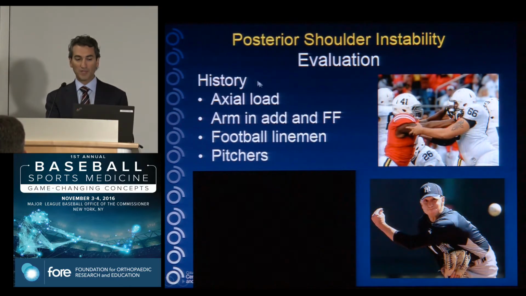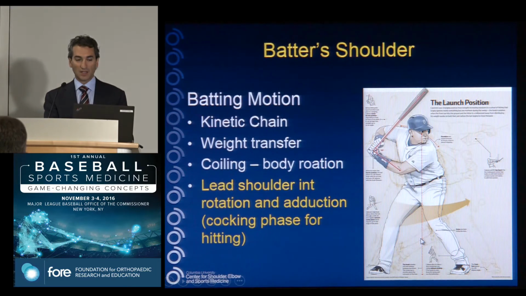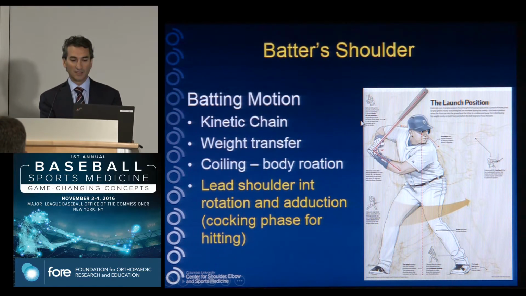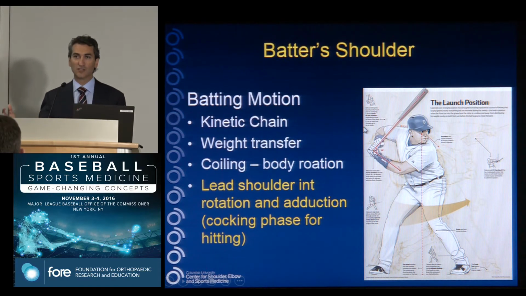And it's this type of mechanism: axial load with the arm in adduction and forward flexion. So football linemen get it all the time. Pitchers get it when they go through the follow-through phase of throwing. And the hitter gets it. And the hitter has kinetic chain energy features just like a thrower.